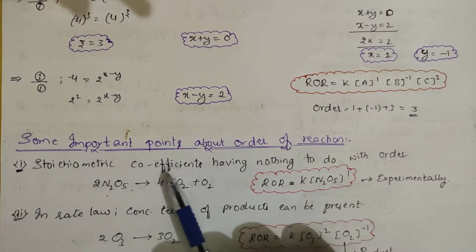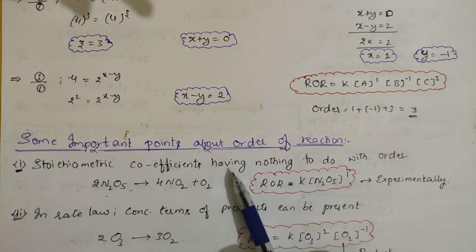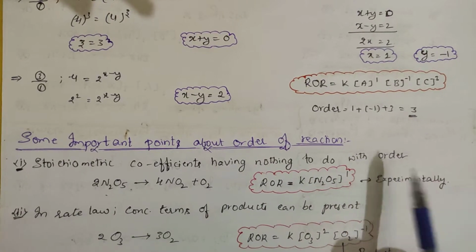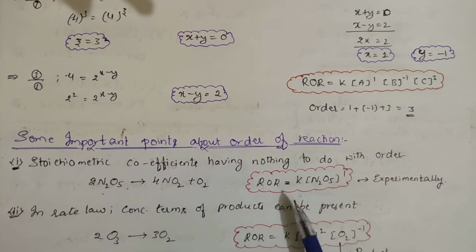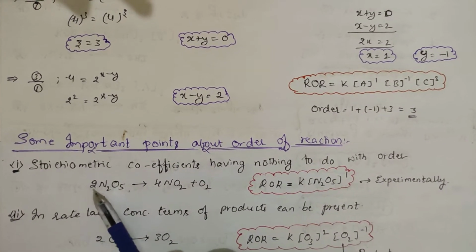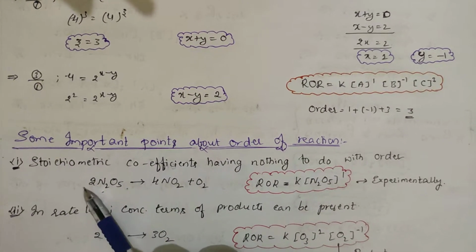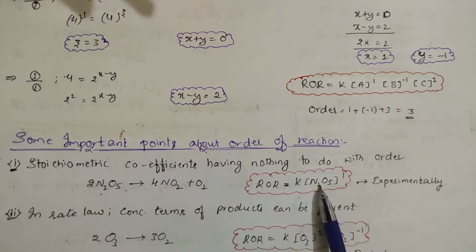Okay, some important points you will be learning about the order of the reaction. Stoichiometric coefficients have nothing to do with the order. So in this reaction, if you see the stoichiometric coefficient, it is 2. But if you see the rate of the reaction, what is the order? It is 1. Because it is calculated experimentally, you have nothing to do with this. Sometimes it may be equal, but the rate of the reaction is calculated only experimentally.